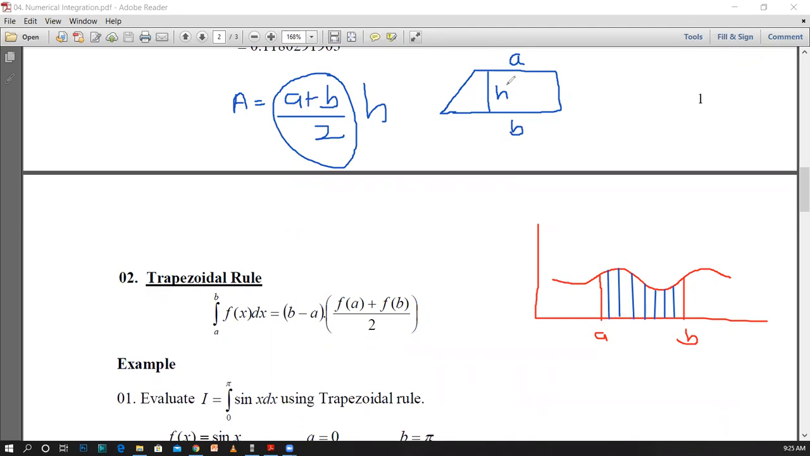It is actually the other way around. We have to rotate this trapezium by 90 degrees. Therefore, if you consider a single part, then it is quite like this.